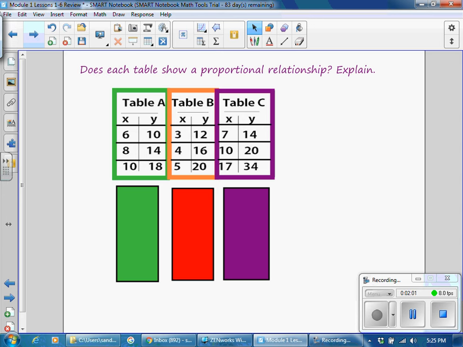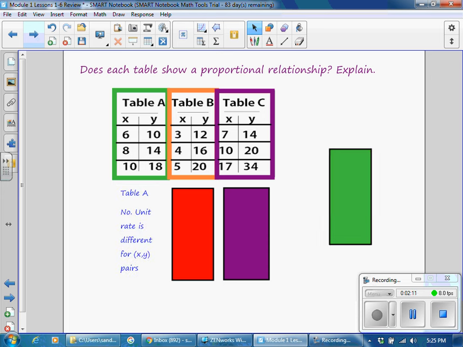Next, does each table show a proportional relationship? Explain. Solve for table A and then check your answer. No, when you divide y by x, so 10 divided by 6, you get about 1.67. When you divide 14 by 8, you get a different answer. And since the unit rate is different, the answer is no, it is not a proportional relationship.